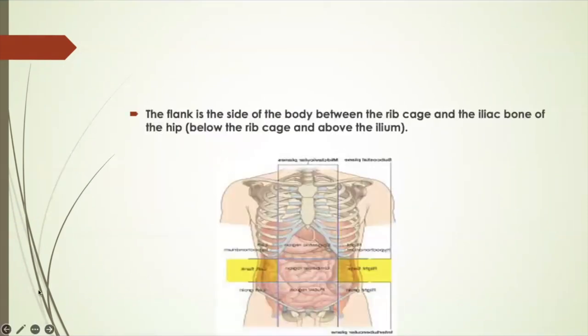When I talk about the anatomy of the loin area in the abdomen, when I divide the abdomen into 9 regions, the flank is the side of the body between the rib cage and the iliac bone of the hip.